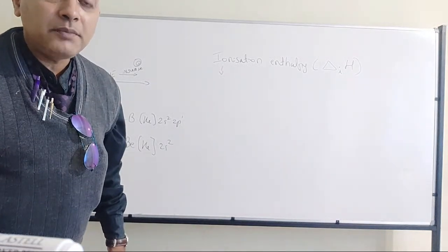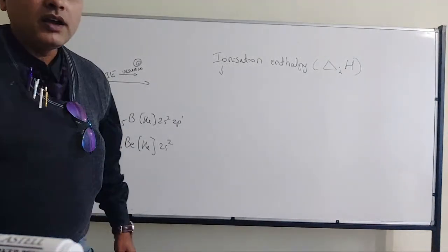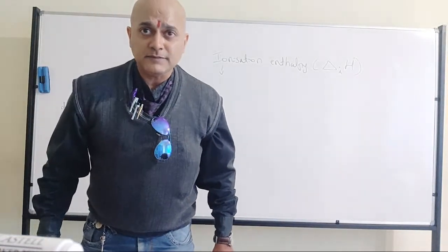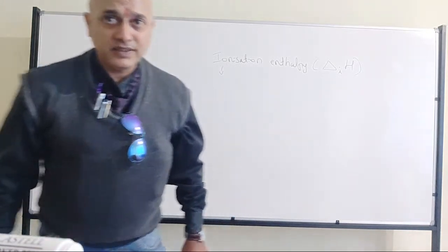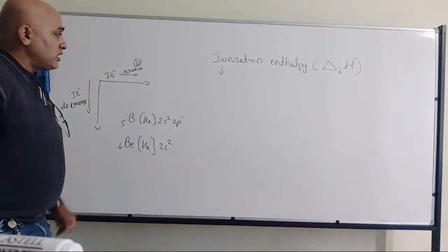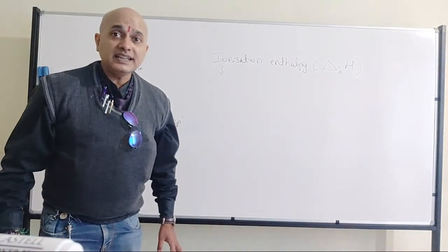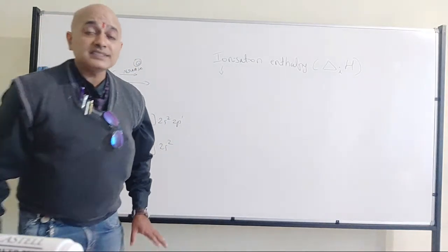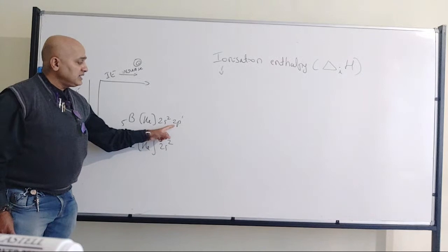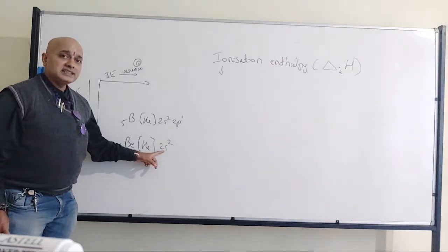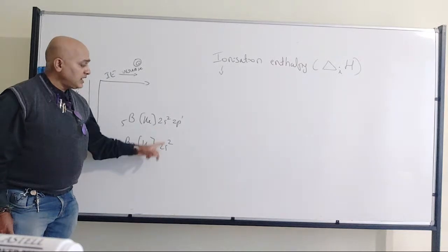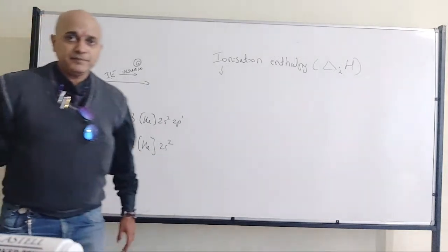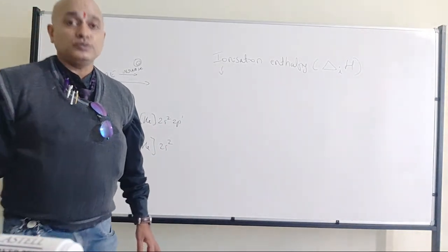In the case of beryllium, the outermost shell electron is present in the 2s subshell. But when it comes to boron, the outermost electron is present in the p subshell. Here it is in the p subshell, and here in the s subshell. Both are in energy level 2 only, because they are in the same period, period number 2.